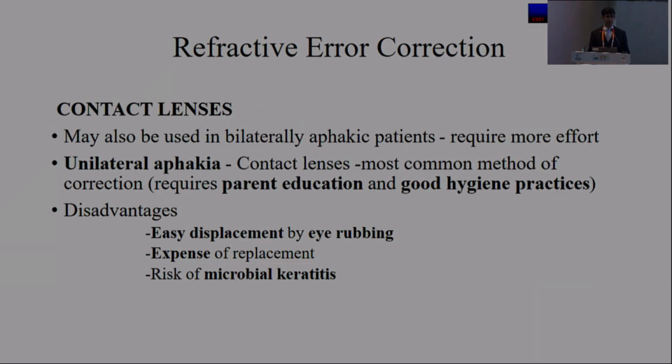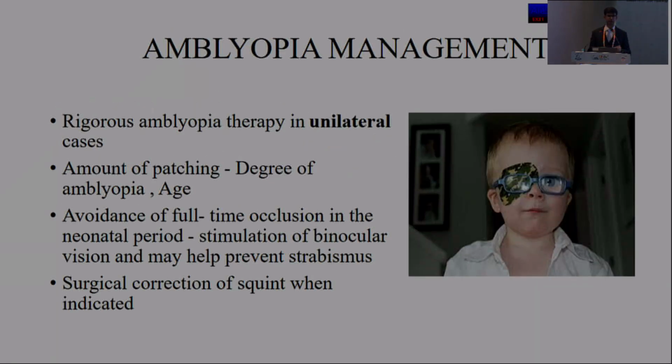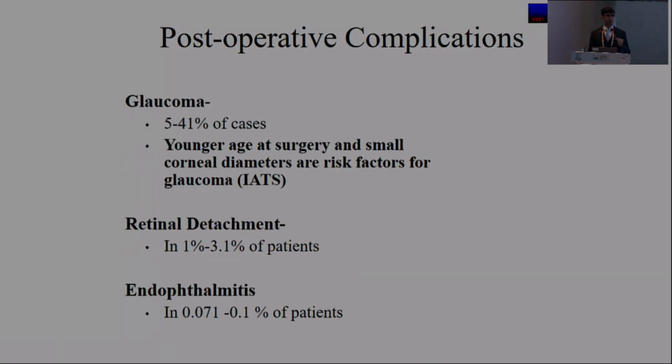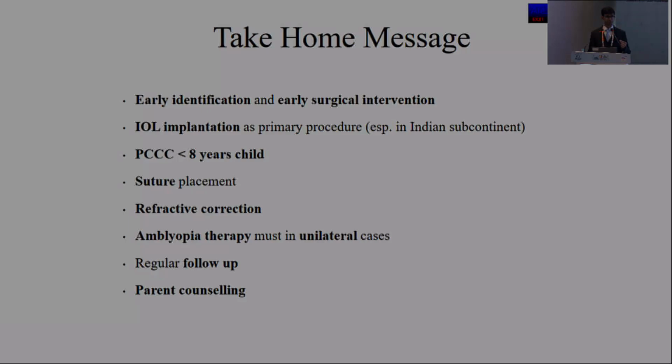And in unilateral cataracts which have been operated, there is already a component of amblyopia, so we need age-appropriate patching. In cases of severe amblyopia, full-time patching. In case of mild to moderate amblyopia, partial occlusion may be fine. So to sum up, PCO can be a complication which needs to be catered with PCCC. Early identification and early surgical intervention is a must in this patient.